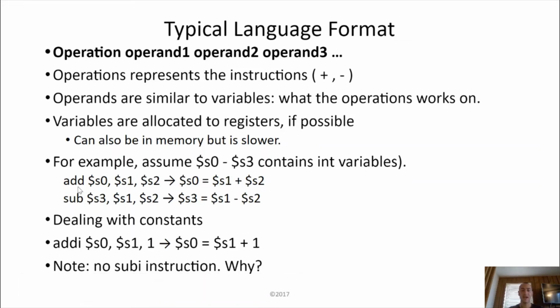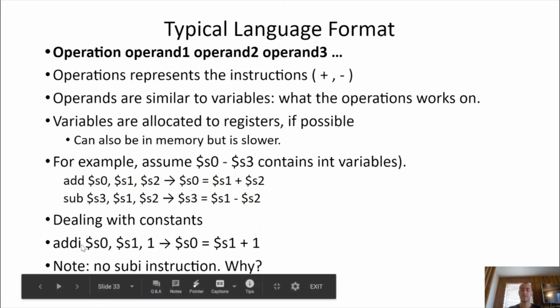If you are doing an add with S0, S1, S2, the order here is important. It means that you are adding these two numbers and storing the result in S0. And if you are doing a sub instruction, it is S1 minus S2, and then the result is going to be stored in S3. Sometimes you can have constants also.